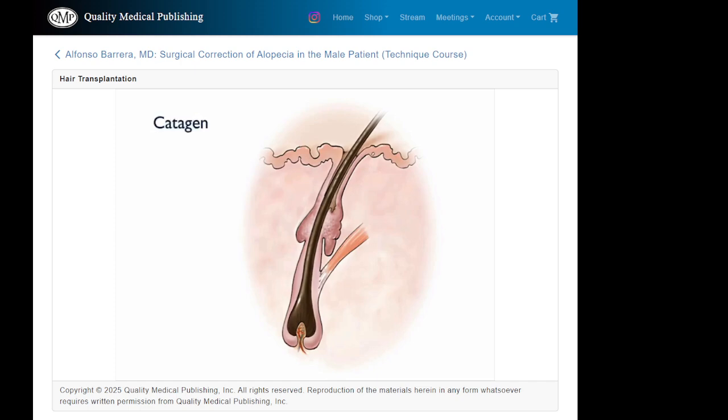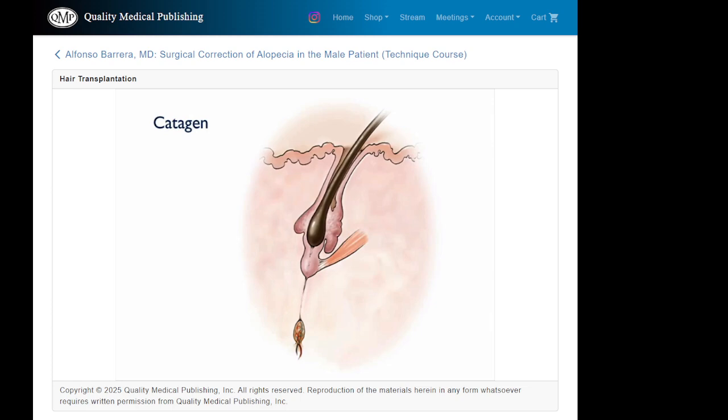During the catagen phase, the base of the hair becomes keratinized, forms a club, and separates itself from the dermal papilla. It then moves toward the surface, eventually connecting to the dermal papilla by a connective tissue strand. This phase lasts 2 to 3 weeks.